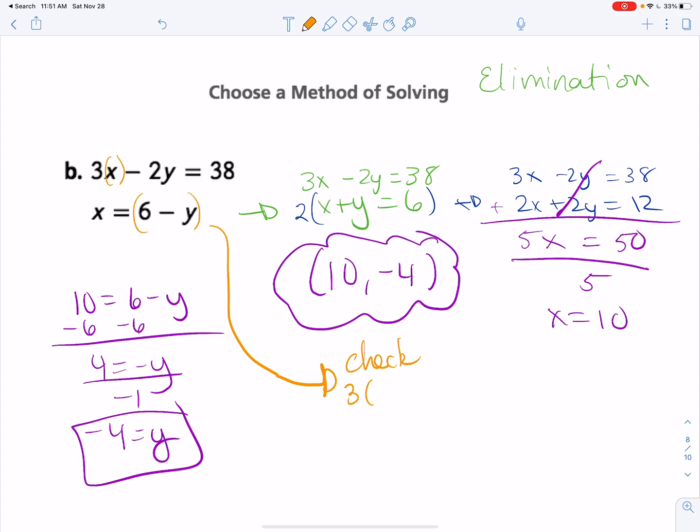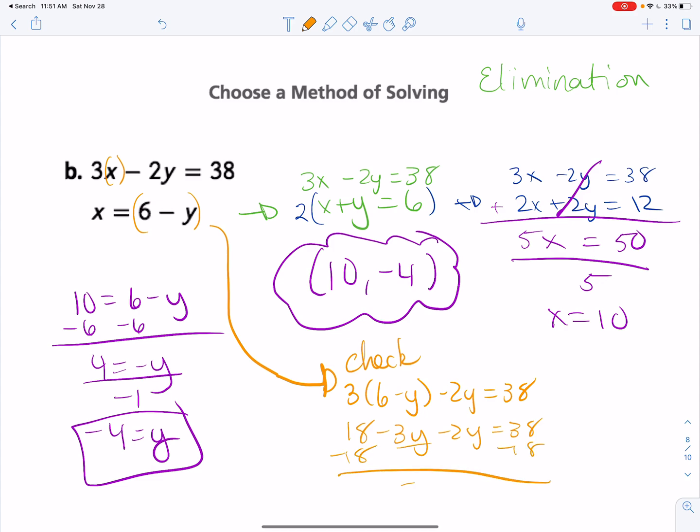So 3 times 6 minus y, minus 2y is 38. 18 minus 3y minus 2y is 38. Let's minus 18 here. And let's go ahead and combine your 3y and 2y, so that would be a negative 5y equals 20. Divide by negative 5. Oh, hello, y is negative 4. That's what we got. And if you plugged y back in, you'll get 10 is x. So I used 2 different methods to check my work here. So I checked by substitution.